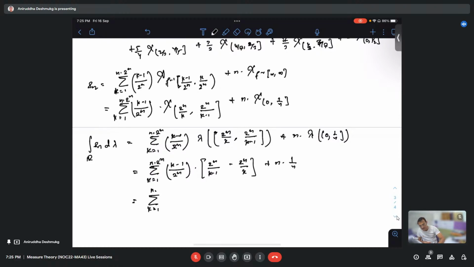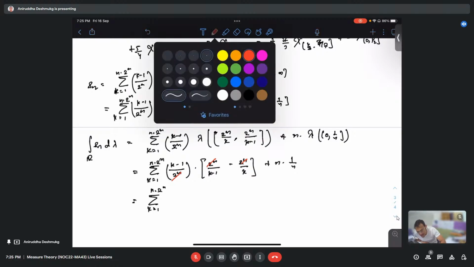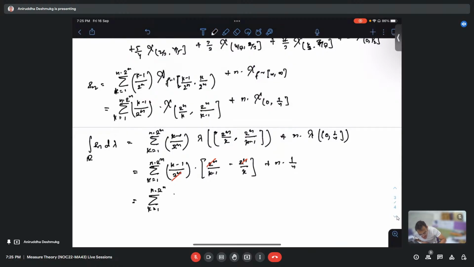The sum over k equal to 1 to n, 2 to the power n, (k minus 1) by 2 to the power n. So this 2 to the power n can go away. So from here I can just cancel this off. And this is k minus 1. So it is 1 over k into (k minus 1). So this k minus 1 can also go away. What remains is 1 over k, plus 1.